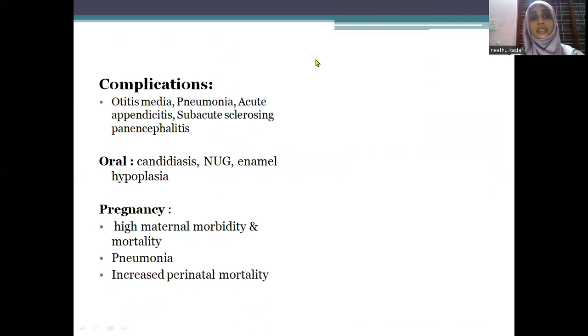Complications of measles can be seen in different people, especially when they are immunocompromised or malnourished. They are usually otitis media, pneumonia, acute appendicitis, and acute pancreatitis. Some situations can lead to a high risk of mortality. In the oral cavity, you can see candidiasis, necrotizing ulcerative gingivitis, enamel hypoplasia, etc. In pregnancy, it can cause high maternal morbidity and mortality. The causative reason is pneumonia in children, and there is increased perinatal mortality.